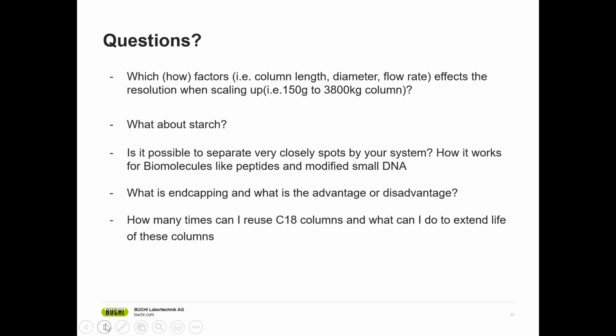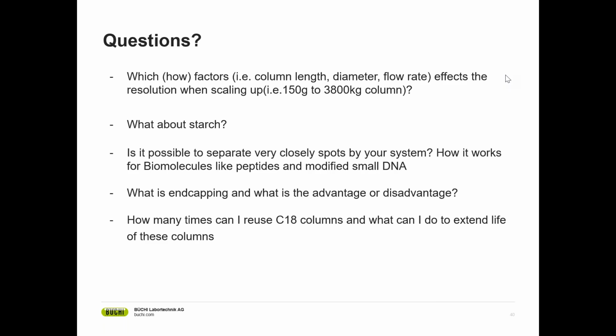And the final question here is, how many times can I reuse a C18 column, and what can I do to extend the life of these columns? So with the C18 columns, I always imagine them being like a silica gel wrapped in a raincoat. So water that goes on this surface just pearls off, or solvent that goes on this surface just pearls off and doesn't stick on the stationary phase. And this makes it very, very durable, so they can be used multiple times.